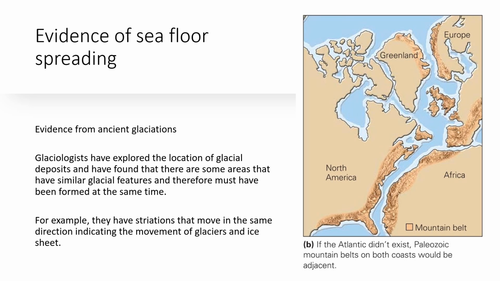We also find that with ancient glaciations. If we look at areas of the world where we have evidence of glaciation, some of those areas have the same glacial landforms or the same geology, which means they must have been created, eroded, abraded at the same point in time, and therefore they must have been in close proximity, even though they've now moved apart.